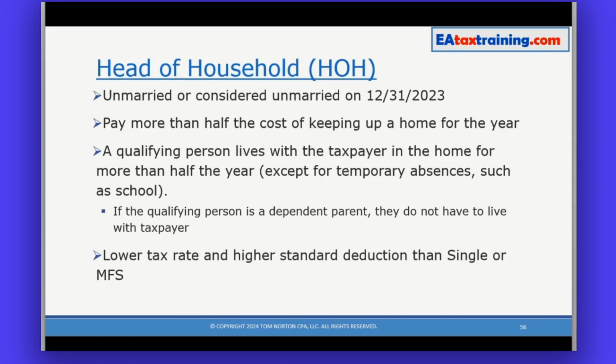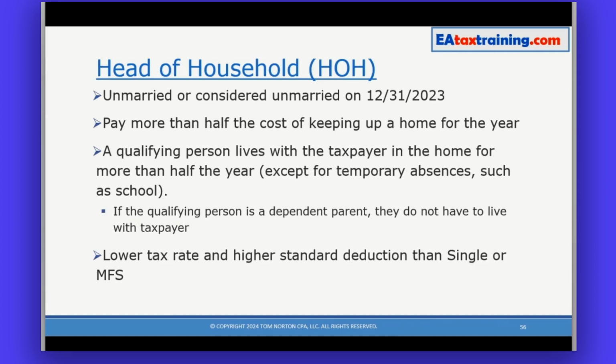Now, if the qualifying person, remember what we said, it doesn't have to be a child of the taxpayer. If the qualifying person is actually the parent of the taxpayer and they're a dependent of the taxpayer, then they do not have to live with the taxpayer. So if it's anyone other than a parent, that person has to live with the taxpayer for more than half the year. If it is the taxpayer's parent who is a dependent of the taxpayer, they do not have to live with the taxpayer. So in other words, they might live in a nursing home, and that's fine. You can still take them and treat them for head of household purposes.